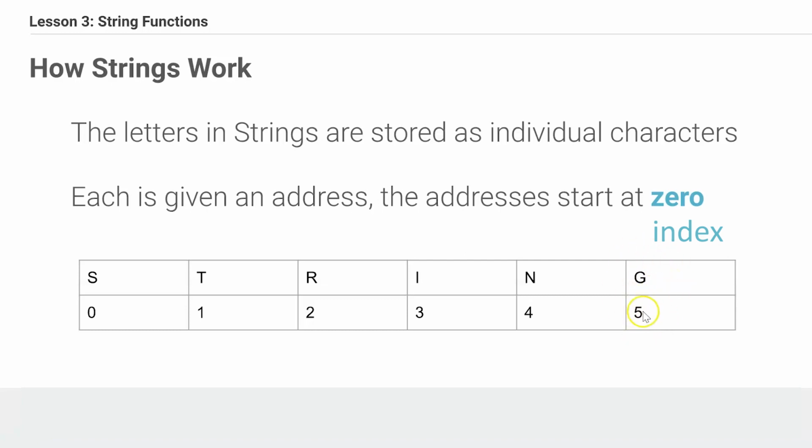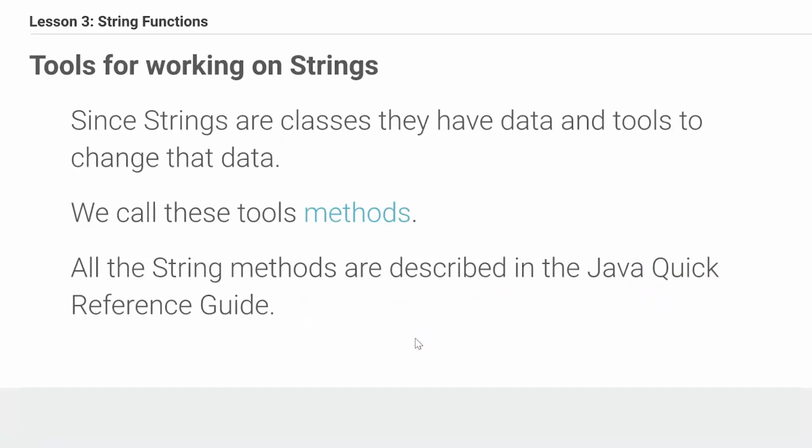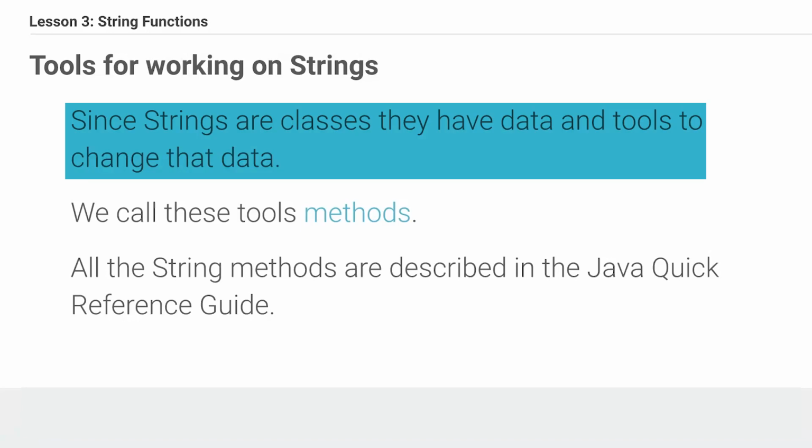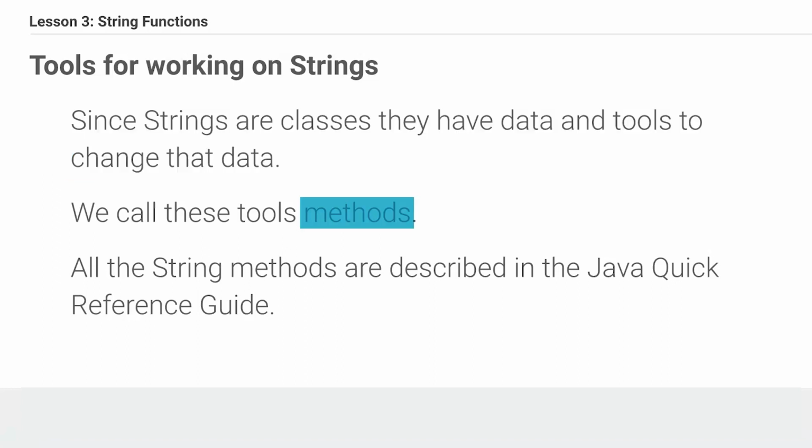That's going to make a little bit more sense once we talk about how you find the length of a string. So in order to find the length of a string, we actually have methods that are built into Java for us. Because strings are class data types, they have data and tools that we can use to manipulate, to read, and to work with the data that's in those strings. And we call these tools methods. That's sort of a Java-specific name, but sometimes you'll hear them called functions, or other times you'll hear them called commands. It sort of depends on the programming language, but in Java, we call these things methods.